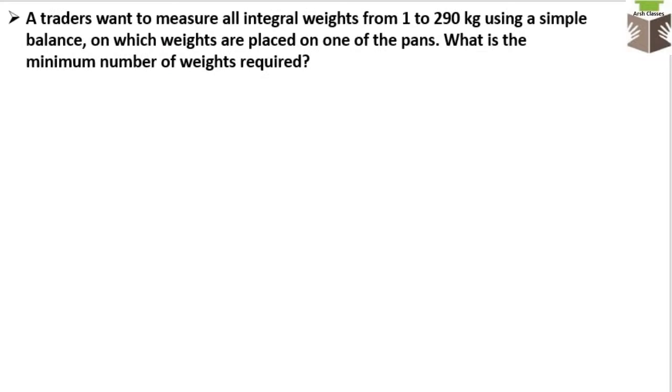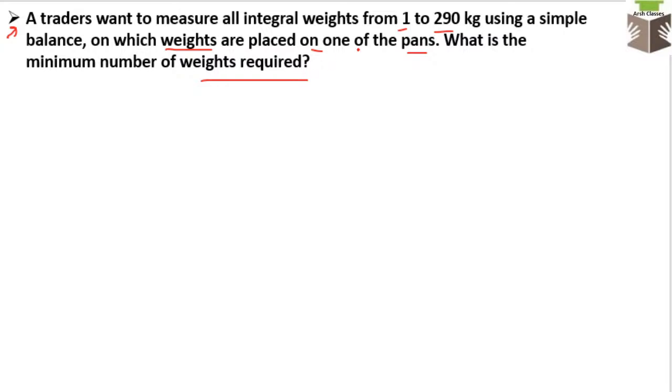Chalo. Moving to these questions. Now let's try to solve this question. A trader wants to measure all integral weights from 1 to 290 kg using a simple balance on which weights are placed on one of the pans. What is the minimum number of weights required? Minimum कितने weights required होंगे so that it can measure starting from 1 kg till 290 kg, right?